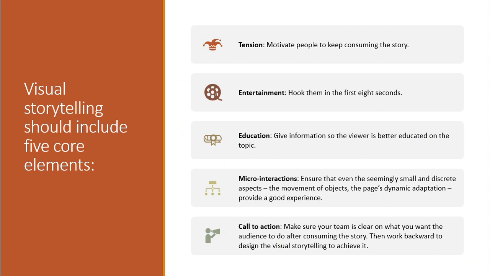Okay, so visual storytelling should include five core elements. So these are five core elements. Tension: motivate people to keep consuming the story. Okay, so you have to have the element of tension. So you have to motivate your audience to keep listening to your ideas. Entertainment: hook them in the first 8 seconds. Okay, education: give info so that viewer is better educated on the topic.